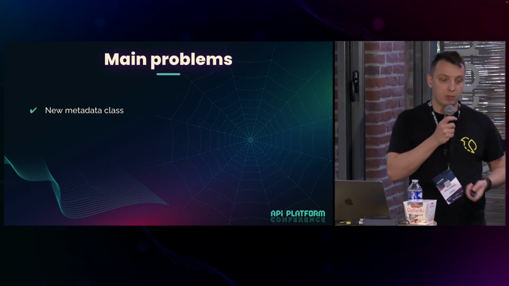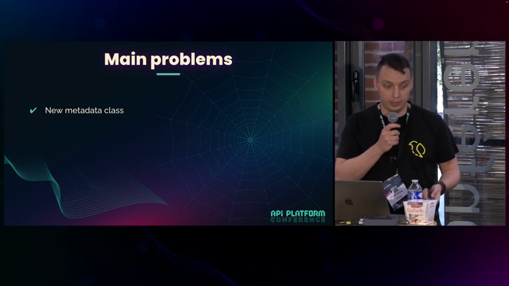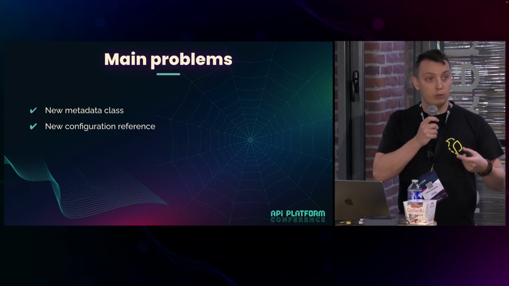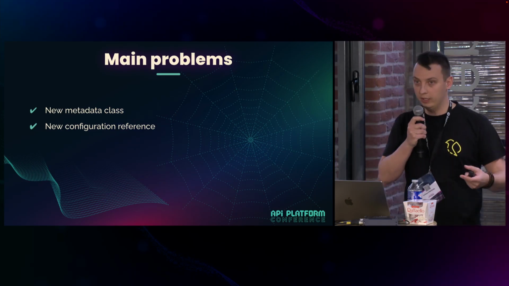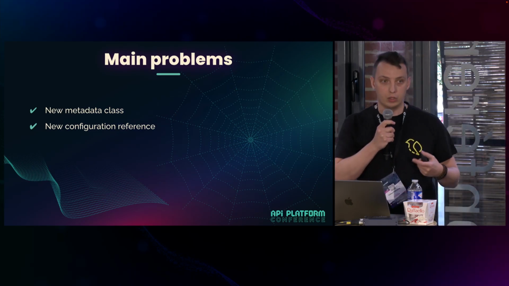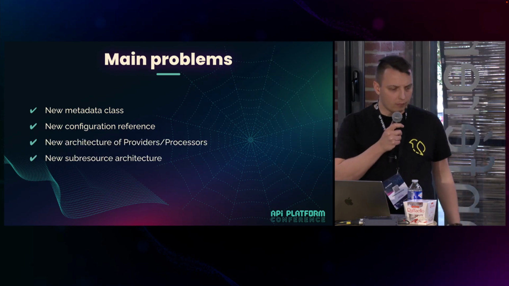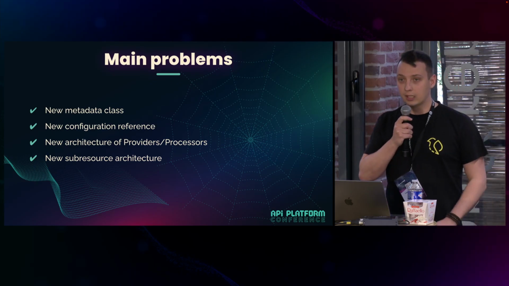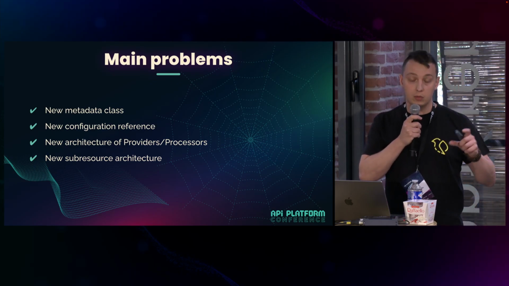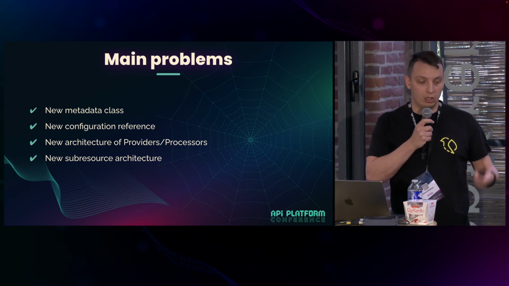So first of all, there was a new metadata class, and under the hood we are playing with it a little bit. Secondly, a new configuration reference. Previously the structure of the XML files was totally different. Right now there's a new kind of operation which also gave us some headaches. In addition, there is a new architecture of providers and processors that we had to map to the previous data transformers plus persisters that we had already.